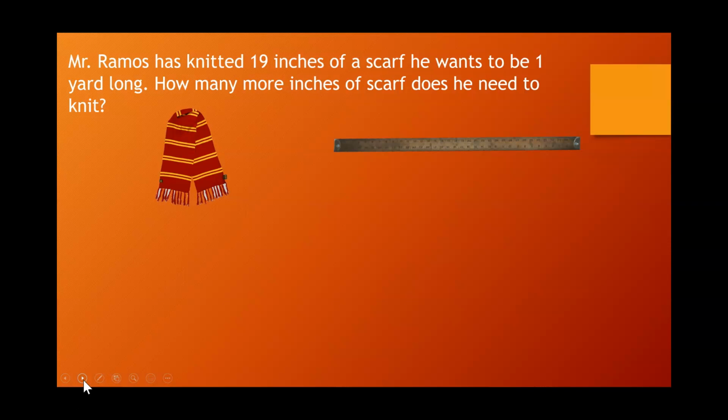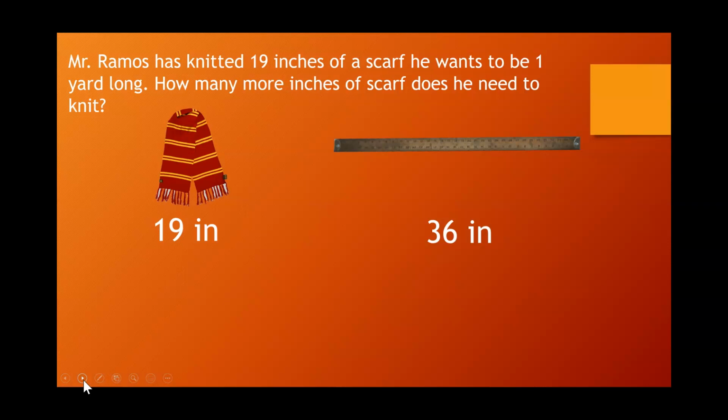Looks like we only need to do 1 step here to solve this first problem. So we know that the scarf that he's knitted so far is how long? 19 inches. And we know that he wants it to be 1 yard long. Well, let's think about this. We need to change that 1 yard into inches so that we can solve this problem. So how many inches are in 1 yard? There are 36 inches. Now we can solve this by adding or subtracting.